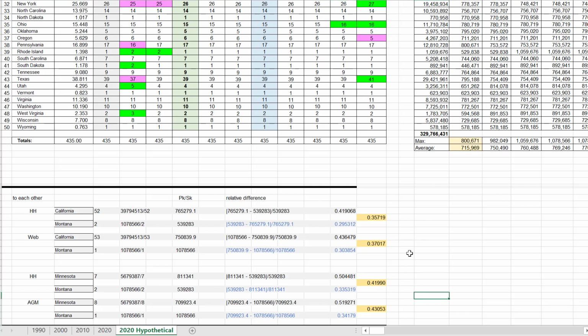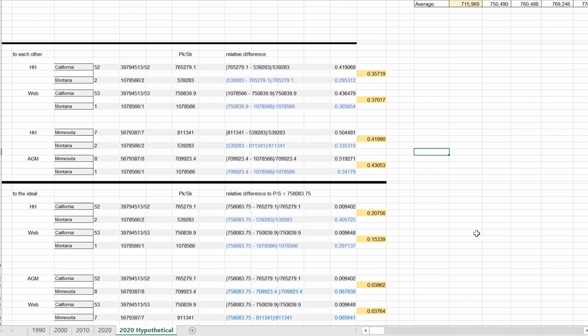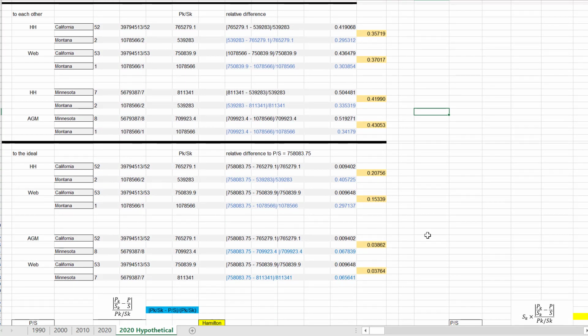So that's what Huntington Hill minimizes. It's kind of complicated. You can only pairwise compare. So pairwise, relative to each other, Huntington Hill minimizes. But to the ideal, it's still relatively speaking, Webster is better. So again, if we compare to the people per seat for the country, this is a hypothetical here, but it's still the math shows what's going on.